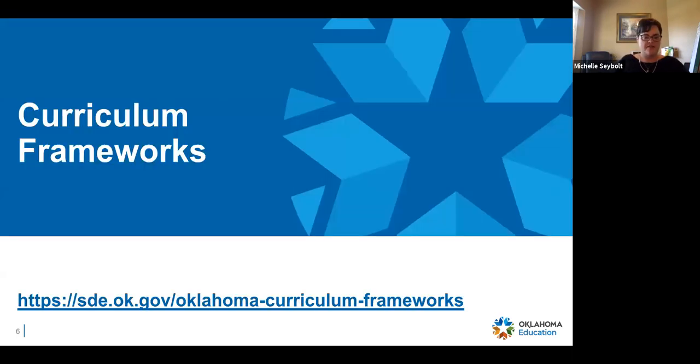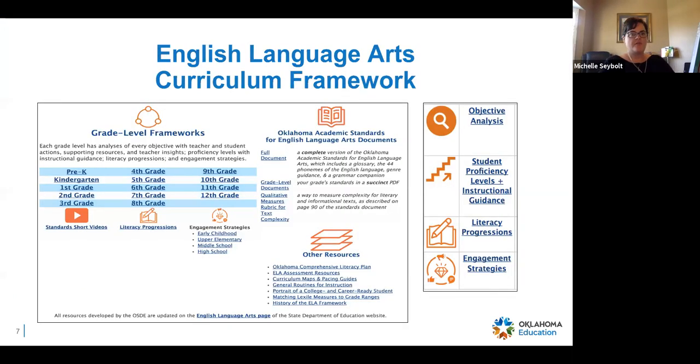The Oklahoma State Department of Education has worked on curriculum frameworks. These curriculum frameworks really address instructional coherence because they align our Oklahoma academic standards with actual lessons that you can do with your students, and they are paramount for the success of students in your building. These curriculum frameworks were developed by our curriculum directors at the State Department of Education, as well as teachers from across the state who also worked on these frameworks. Today, we will start with the Oklahoma English Language Arts Curriculum Framework.